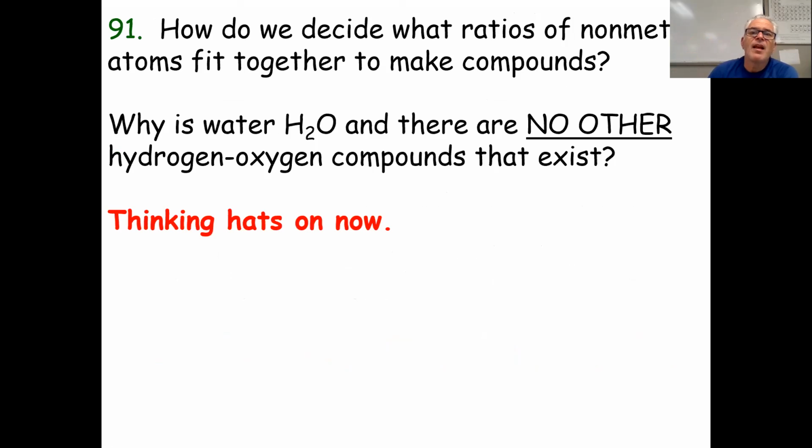All right. How do we decide what's the ratio of atoms to atoms? Remember before we had the molecule NO, and then we had N2O? Actually, there are 5 different nitrogen-oxygen compounds. And how come water is H2O, but it's not HO2? We're going to learn about what's possible and what's not possible. What's real and what's not real.